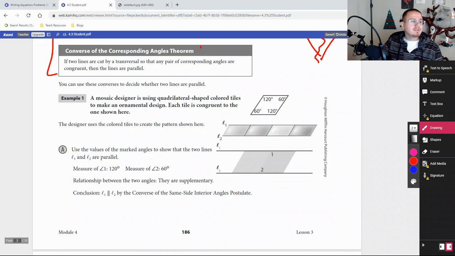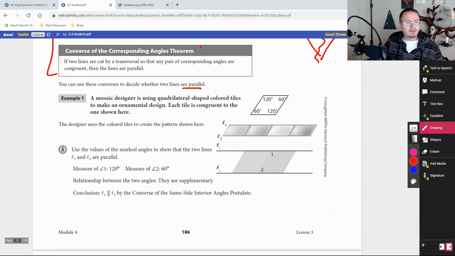Alright, so you can use these converses to decide whether 2 lines are parallel. A mosaic designer, this is just weird, but whatever, is using quadrilateral shaped colored tiles to make an ornamental design. Each tile is congruent to the one shown here. That's my beef with math books, is that they just give lame examples. And it's hard sometimes. Trust me, I try to make my own. But whatever. So, there you go.